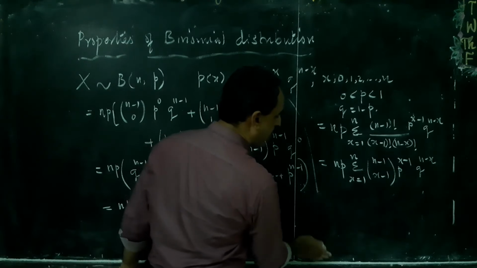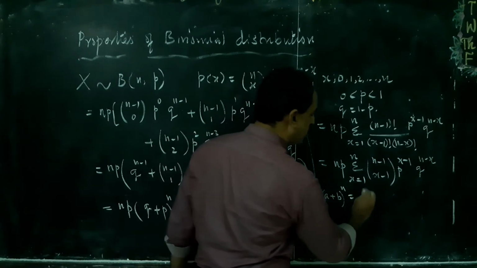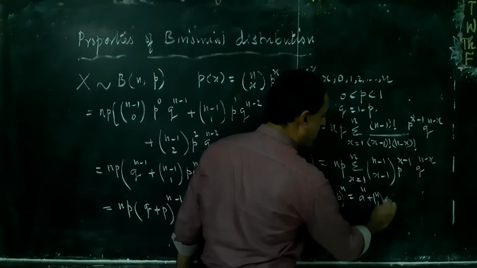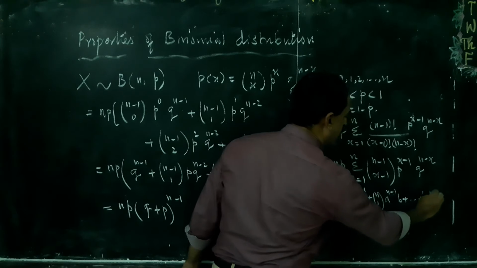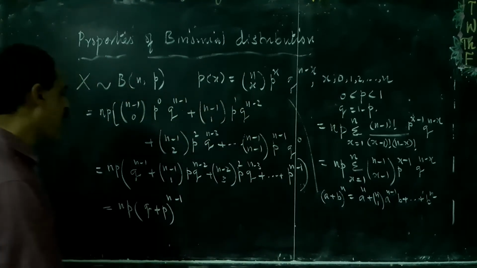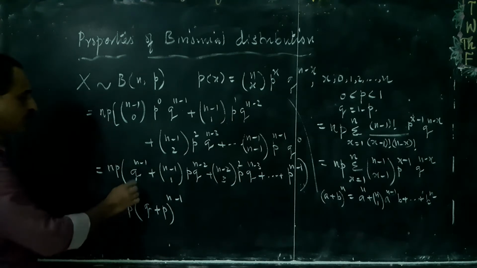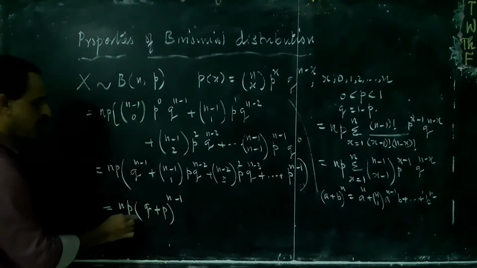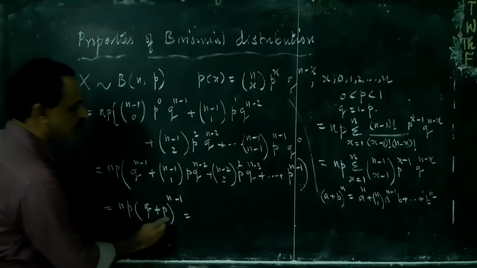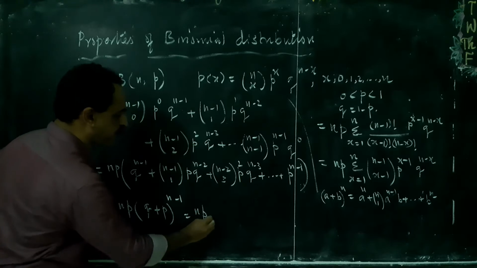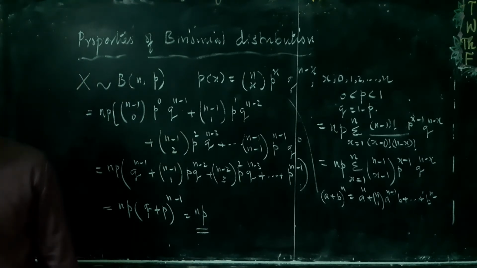We have seen the binomial expansion (a + b) raised to n, which is a raised to n plus nC1 a raised to n minus 1 b plus etc. plus b raised to n. So when you choose a as q, b as p and n as n minus 1, these terms will represent (q + p) raised to n minus 1. And you can see that q plus p is 1, so it is np. Thus, the mean of binomial distribution is np.